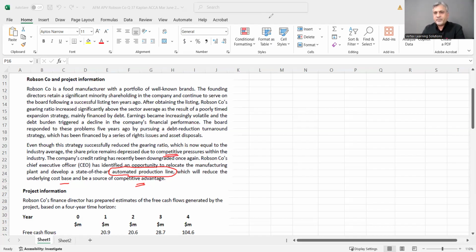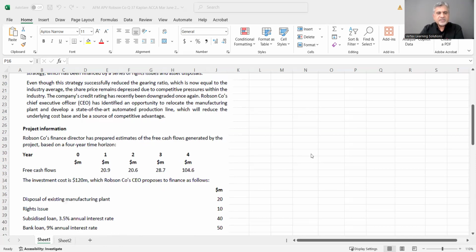So anyways, we'll see that automation is a good thing because your cost base will decrease, profits will go up, your ratios will improve, and so on. Let's read the question now, the data. It says project information, Robson Company's finance director has prepared estimates of the free cash flow generated by the project based on a 4-year time horizon.